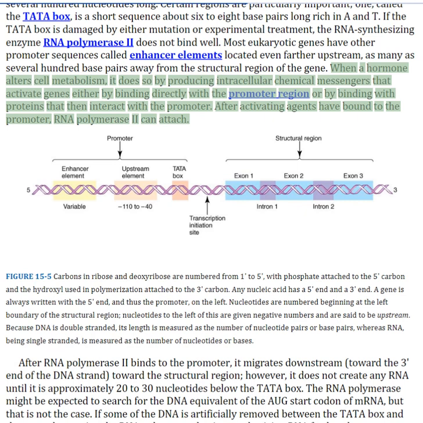When a hormone alters cell metabolism, it does so by producing intracellular chemical messengers that activate genes, either by binding directly with the promoter region or by binding with proteins that then interact with the promoter. After activating agents have bound to the promoter, RNA polymerase II can attach.